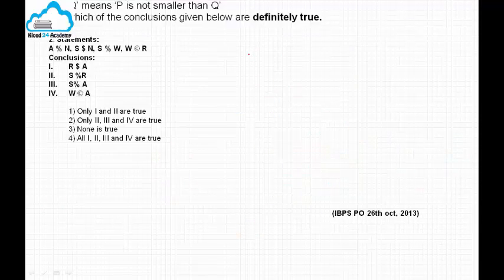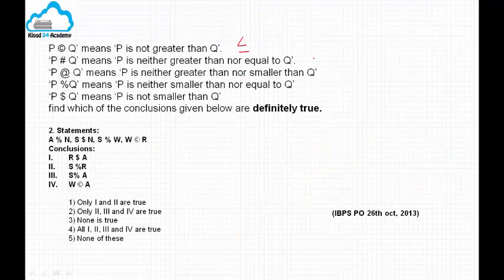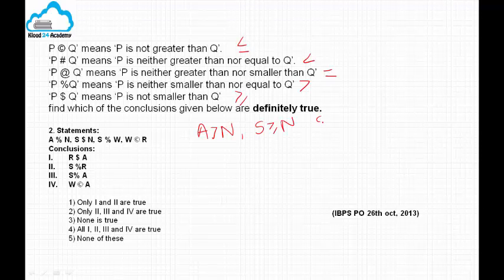Less than or equal to. Neither greater than nor equal to, that means small; neither greater than nor smaller, that means equal; neither smaller than nor equal, that means greater; not small, that means greater than or equal to. So here in the statement they have given A percentage N, that means A greater than N. S dollar N, dollar means greater than or equal to N. S percentage W, S greater than W. W copyright R, W less than or equal to R.